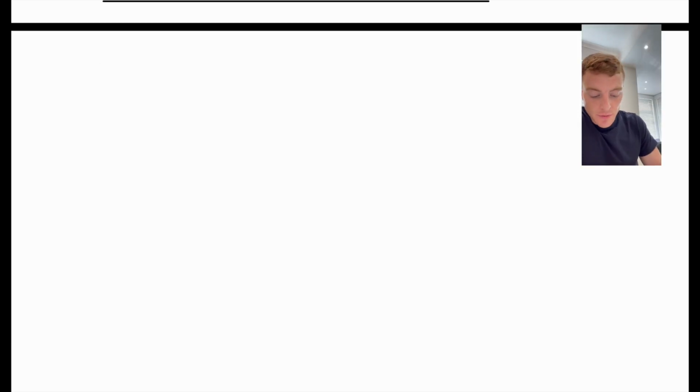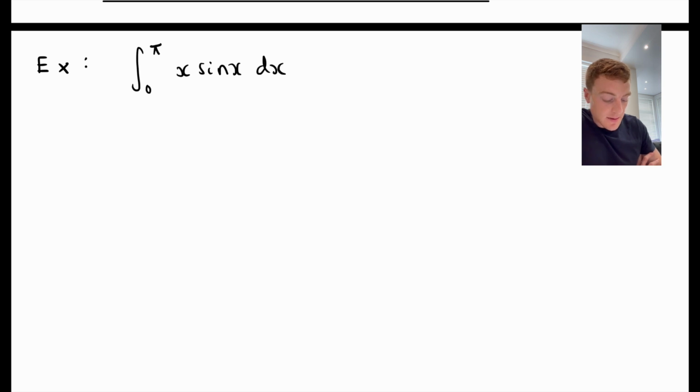Okay, so let's go through another example now. So this time, let's try some definite integration. So I want to integrate between 0 and pi. So definite integration, meaning I've now got some limits, of x sine x with respect to x. Now again, you can see we've got two functions of x. We've got x, so let's call that f of x, and we've got sine x, so that's my other function of x.